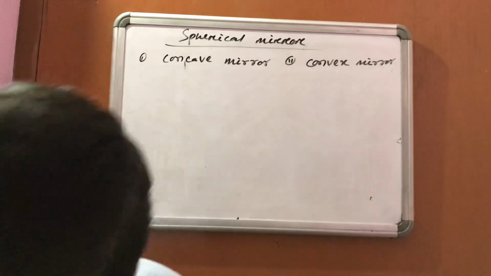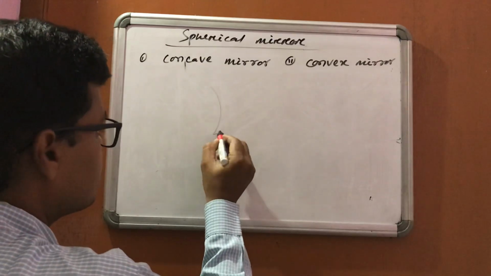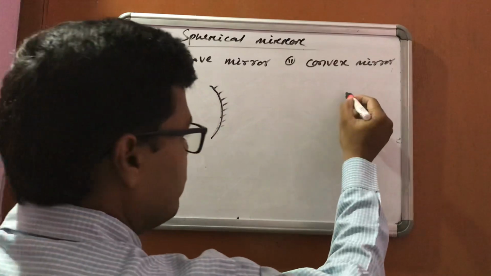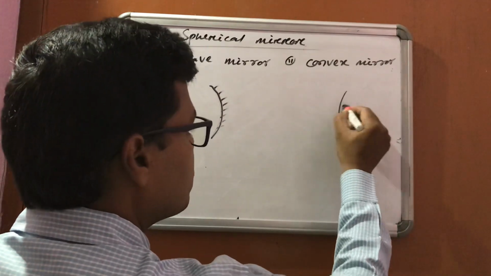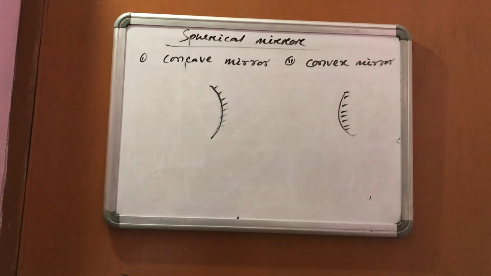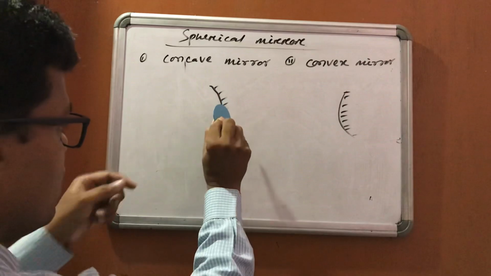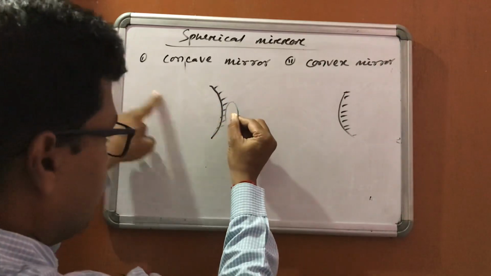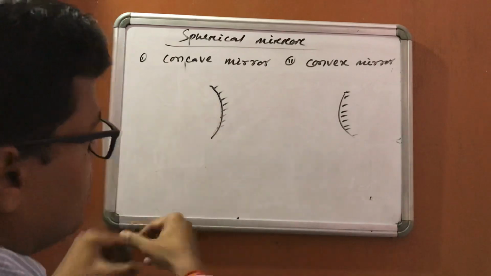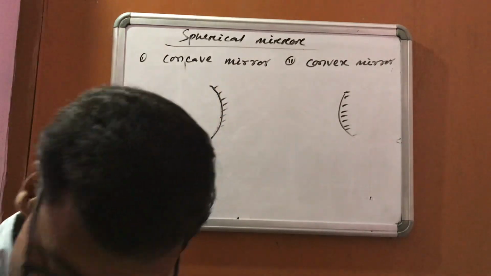So one is a concave mirror, another is a convex mirror. In this concave mirror, look at here, this side is the reflecting surface. This is coated with silver.